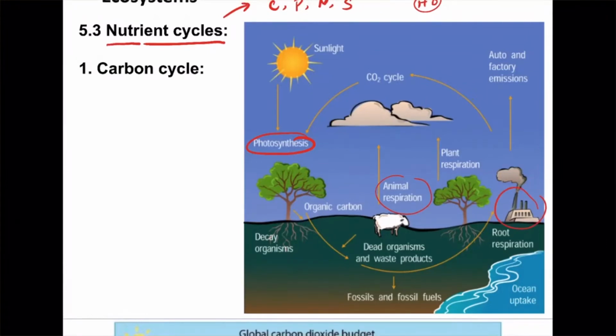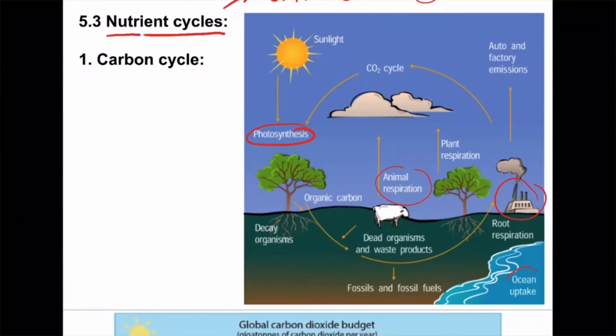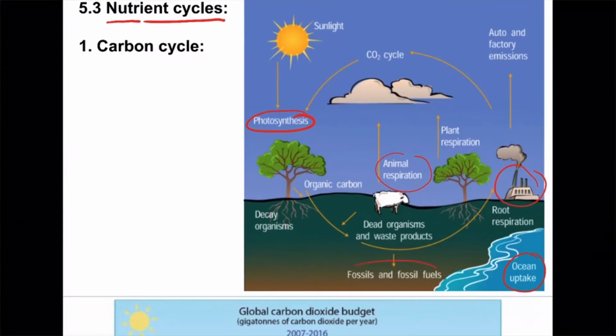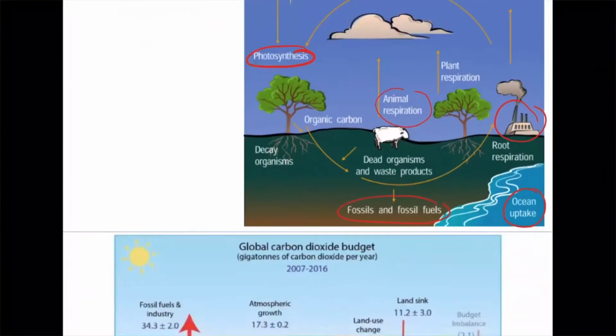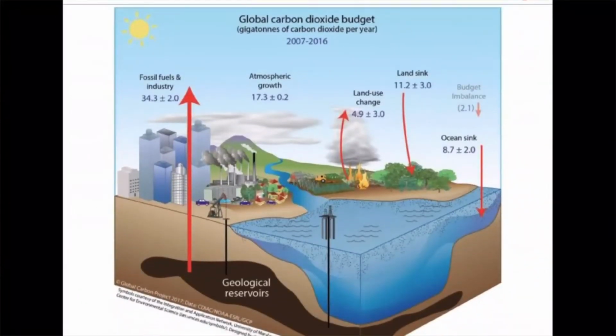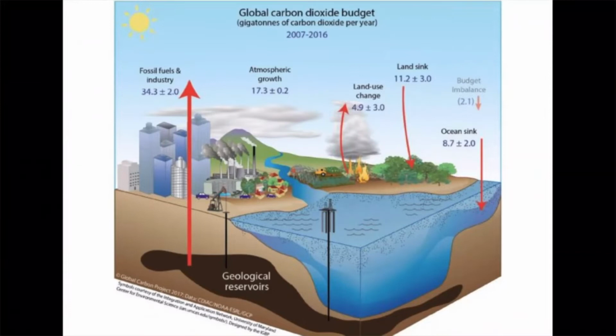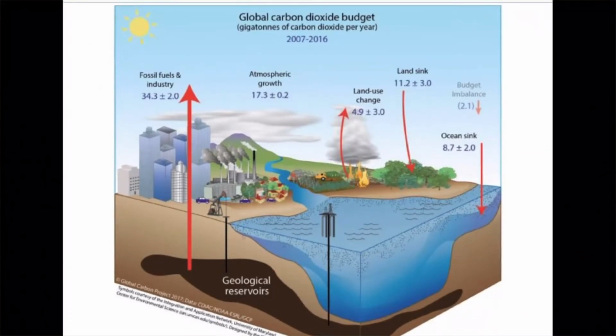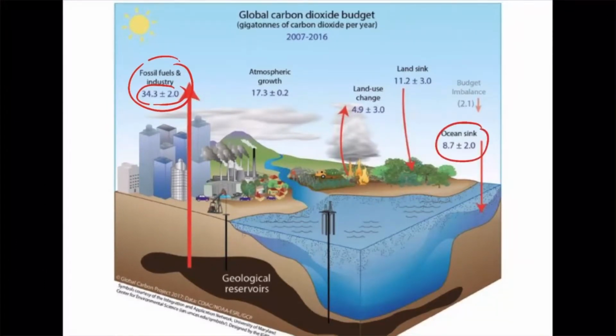There are factory and power plant emissions. The ocean can also take up some of this carbon dioxide, and these species can also turn into fossil fuels. In terms of the carbon cycle, I think this is a better one to show the magnitudes. You see a large fraction is emitted from fossil fuel, around 34. The ocean takes around 8.7. The land, through photosynthesis, takes around 11.2.